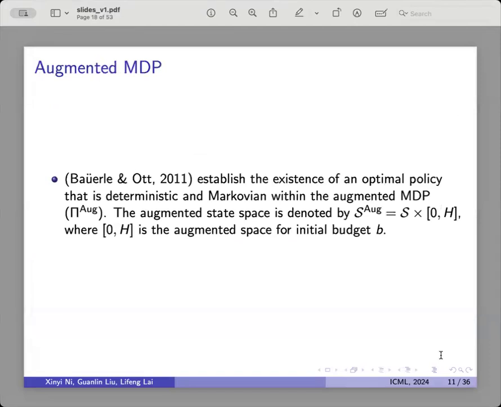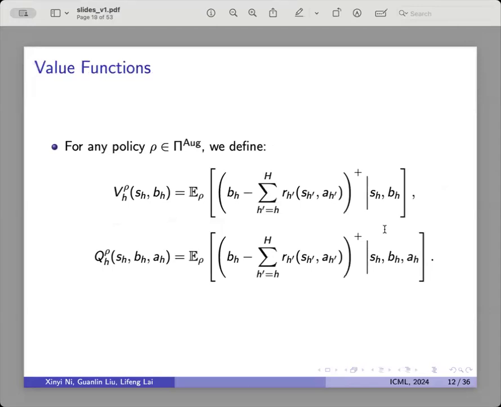Compared to the traditional Markov decision process, we adopt the idea of augmented MDP. In augmented MDP, the existence of an optimal policy that is deterministic and Markovian for CVaR has been established. The augmented state space is denoted in this way, where the range 0 to H is the augmented space for the initial budget B. The B comes from the definition of CVaR.